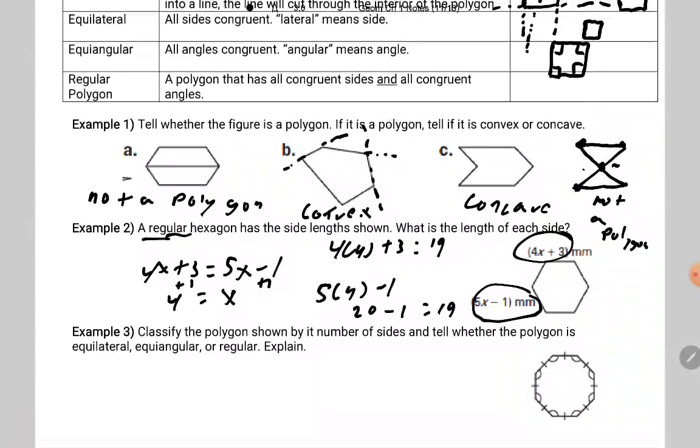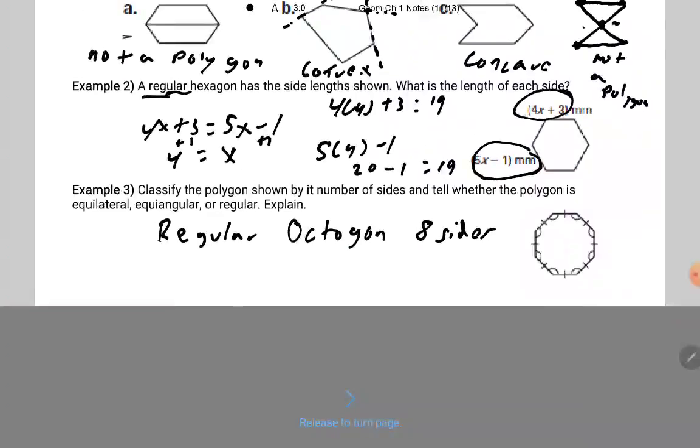Alright, classify the polygons shown by the number of sides and tell whether the polygon is equilateral, equiangular, or regular. So, I'll tell you right now, this is a regular, because it tells you by the tick marks that all the sides are the same, and then the one loop for all the angles means all those angles are the same, so it's regular. Now, how do we determine the name? So this is called an octagon because it has 8 sides. All right?